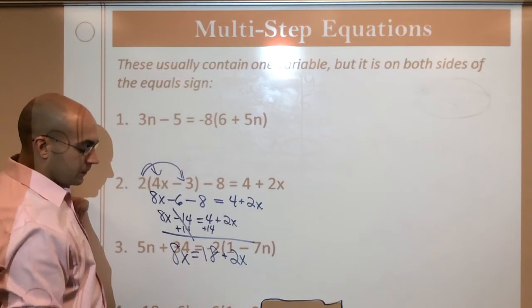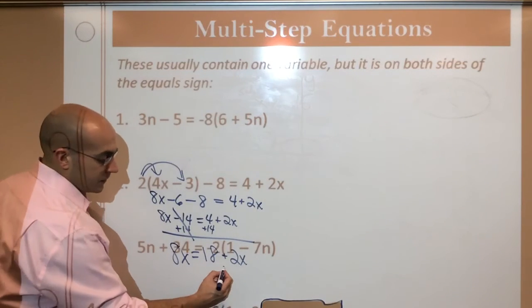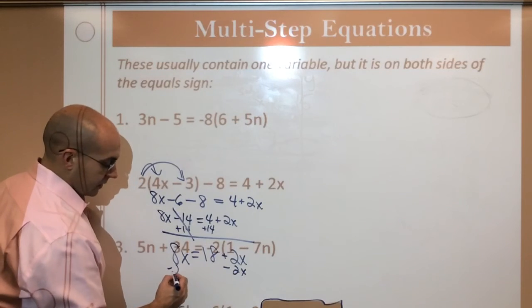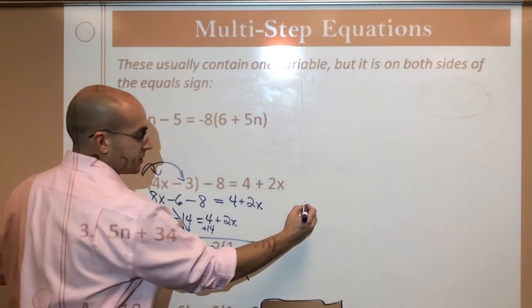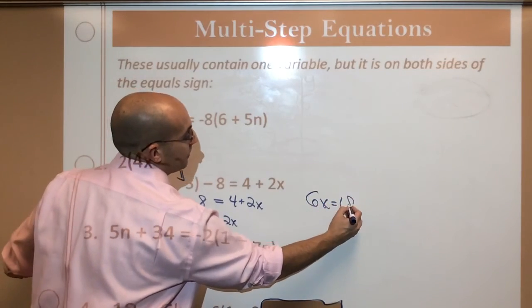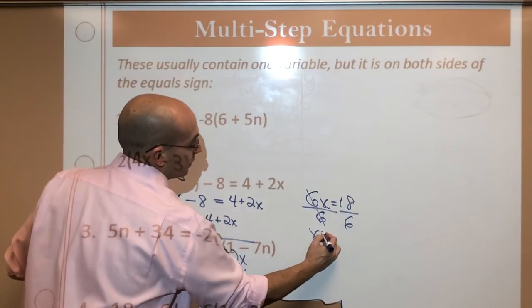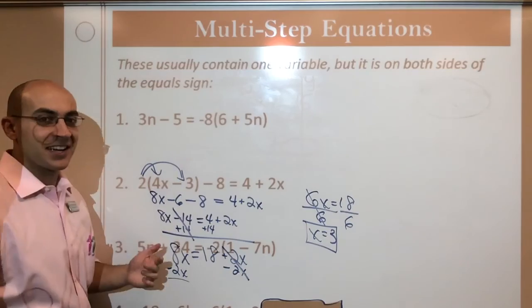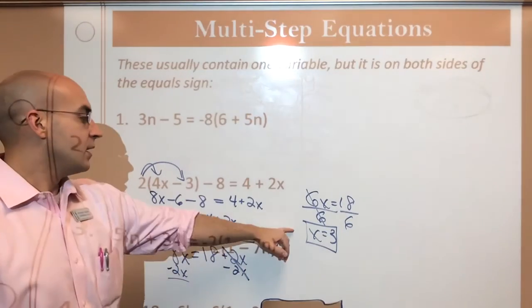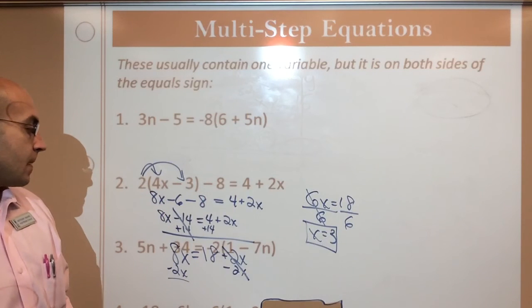So now I've got to bring this positive 2x over here because I've got to start putting the x's together. The only way to get rid of that is to do a negative 2x on both sides. It cancels. When I go over here, I'm left with 6x equals 18. And that's a simple one step. I've got to divide by 6 on both sides. I'm left with x equals 3. Remember, do as I say, not as I do, right? I'm not checking it because I know it's right. X equals 3. Plug it back in to make sure it makes sense on both sides.